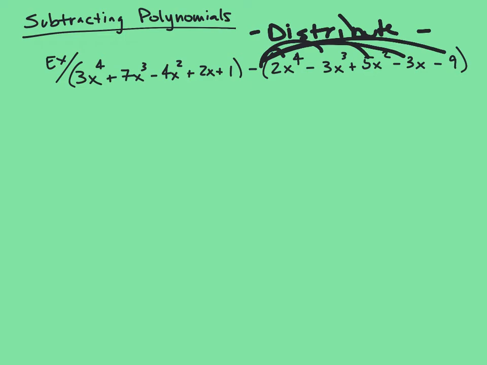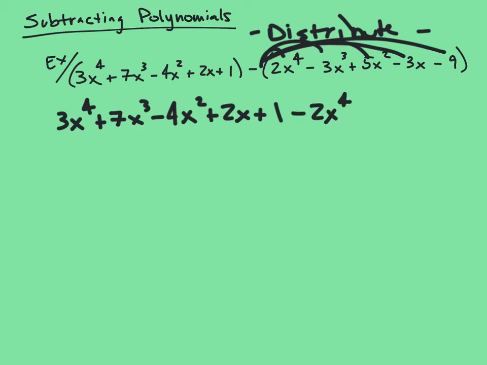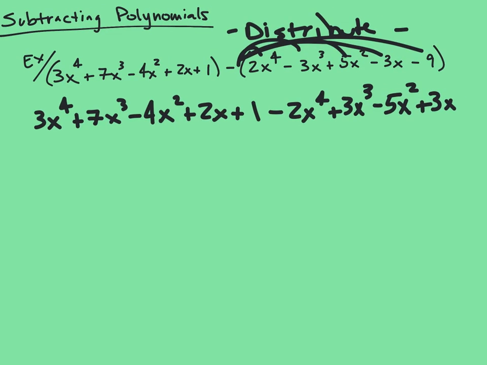So I'm going to write my first polynomial as 3x to the 4th plus 7x cubed minus 4x squared plus 2x plus 1. And then each of my signs here are going to be flipped. So if I subtract 2x to the 4th, I'm going to subtract 2x to the 4th. If I'm subtracting a negative 3x cubed, I'm going to be adding 3x cubed. And then, let's just follow that same concept. I'm going to subtract 5x squared, add 3x, and then add 9.